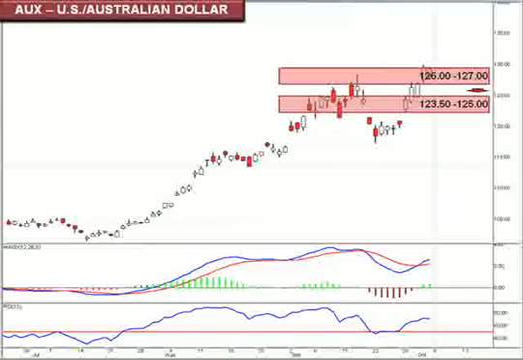Now, should prices consolidate, a natural retracement would be down into this 123.5, 125 focal zone. So look for the possibility of that taking place before any sort of continuation into those higher highs.